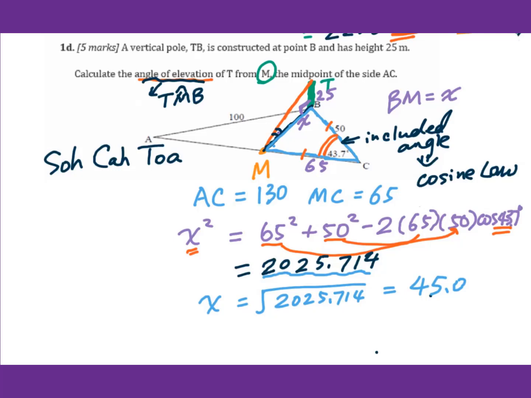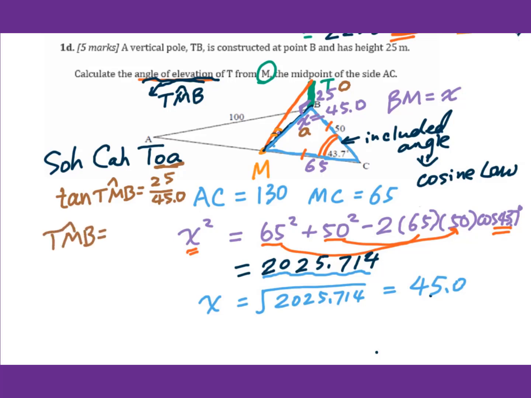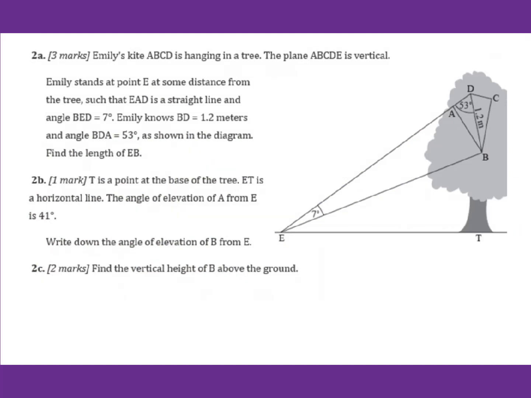For this right triangle, you have to use tangent to figure out the angle TMB. That's the angle of elevation. Since this x is 45.0, we are looking for this angle. You will label this as the opposite side. This is the adjacent side. OA, we have to use tangent. So tangent of angle TMB equals O over A. O will be 25 over 45.0. Therefore, TMB equals inverse tangent of 25 over 45.0. We put it into the calculator, you will get 29.1 degrees.